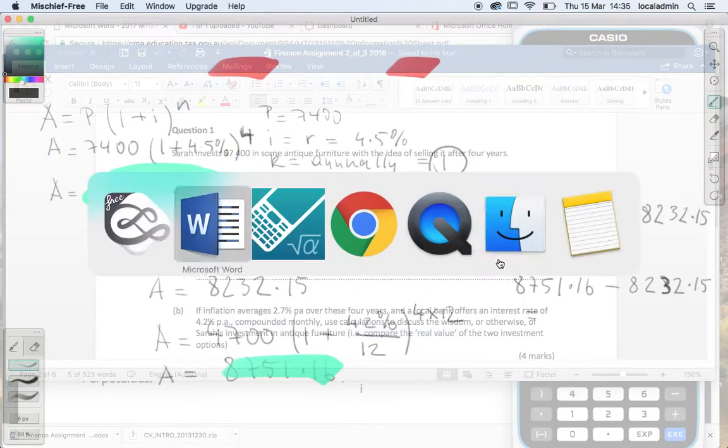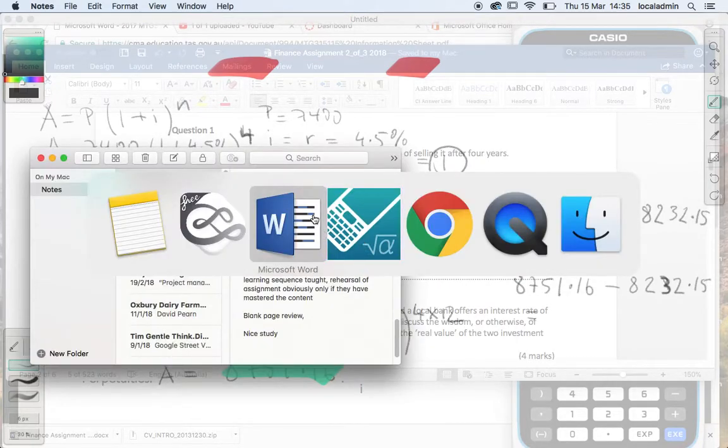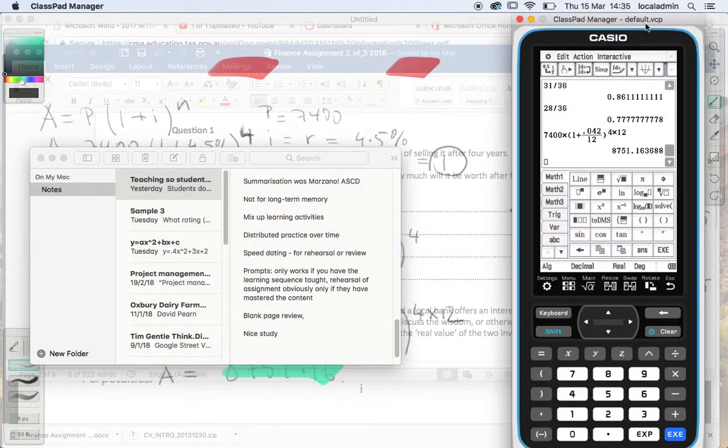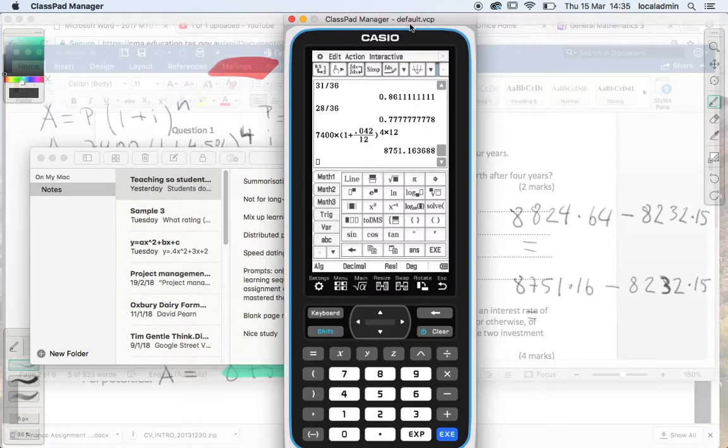Oops, wrong one. Oh, come on. So let's get those numbers right. 8,824.64 minus 8,232.15. So that is a real value now.